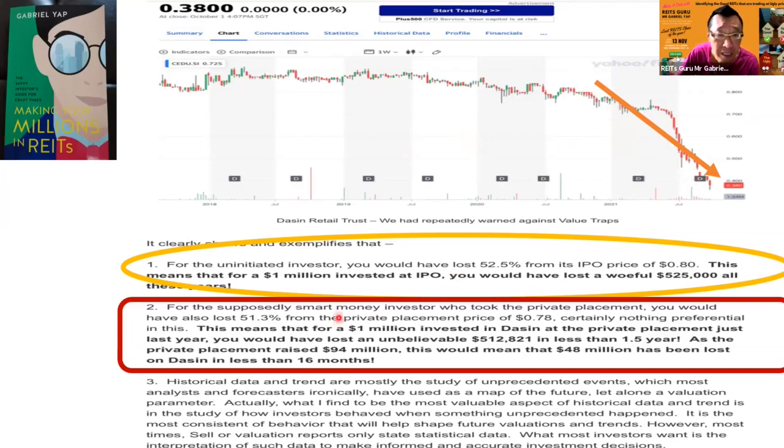But more importantly, Dasin went on an acquisition spree last year, and they raised a placement at a price of 78 cents. And you know what, ladies and gentlemen? For every 1 million that you have invested in it, you would have lost close to $512,000 on the placement. And guess what? Placements are supposedly taken up by the smart money, isn't it? Dasin raised 94 million at the placement, which means that the smart money would have lost $48 million in just the course of 16 months.